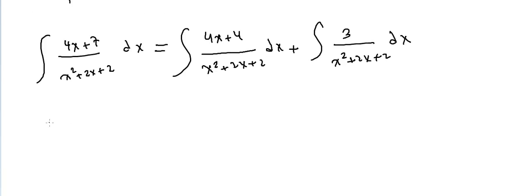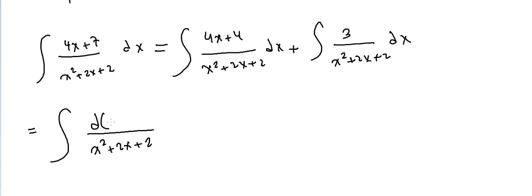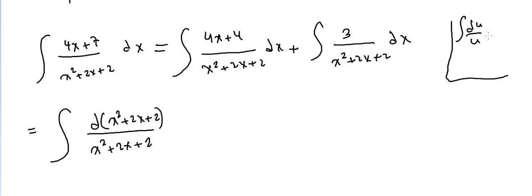Let's see how. It's equal to the integral. Since u is x squared plus 2x plus 2, I should have a du, because simply the integral of du over u is simply ln absolute value of u plus c. Is that okay?